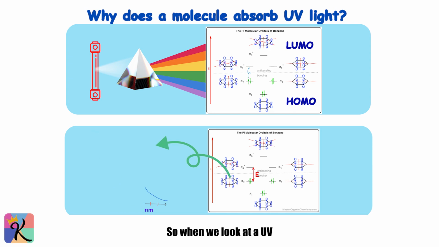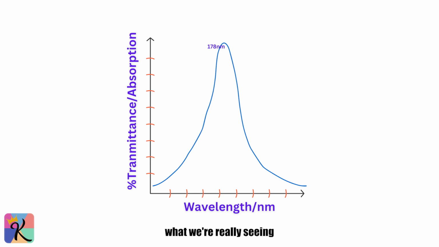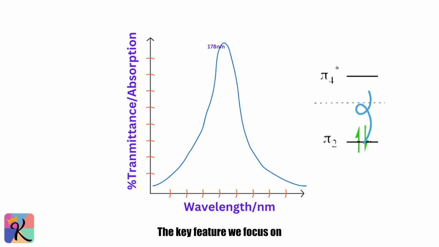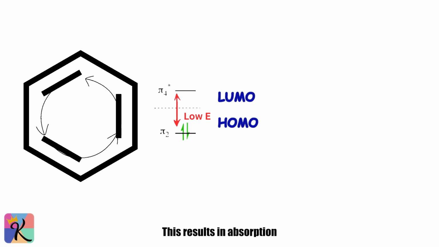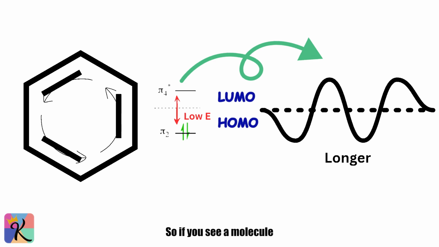Alright, so when we look at a UV spectrum, what we're really seeing are the various wavelengths of light that a molecule absorbs as electrons are excited to higher energy levels. The key feature we focus on is the wavelength of maximum absorbance. This tells us about the extent of conjugation within the molecule. The more conjugated a molecule is, that is, the more alternating double and single bonds it has, the lower the energy difference between the HOMO and LUMO. This results in absorption of longer wavelengths. So, if you see a molecule with a peak at a longer wavelength, you can infer that it has a significant amount of conjugation. Let's talk a bit more about conjugation.